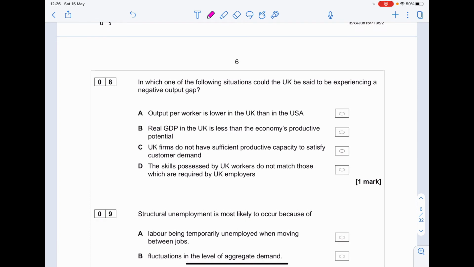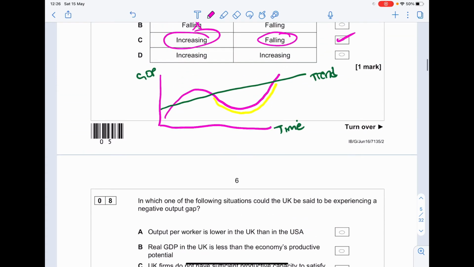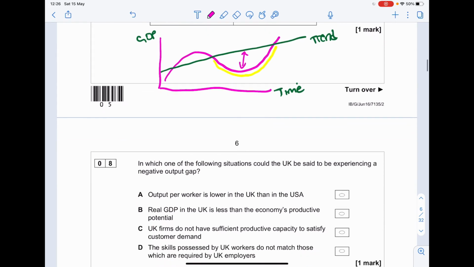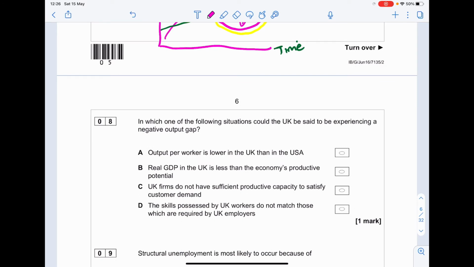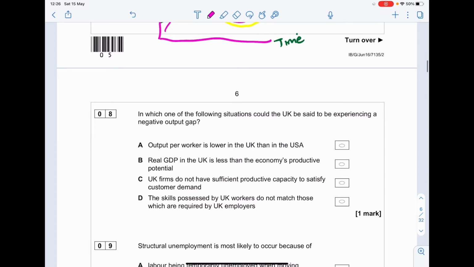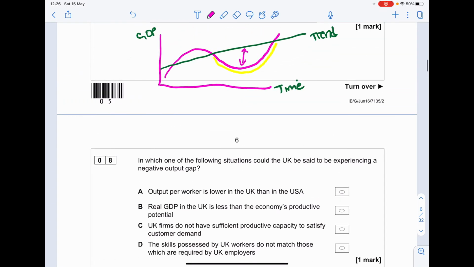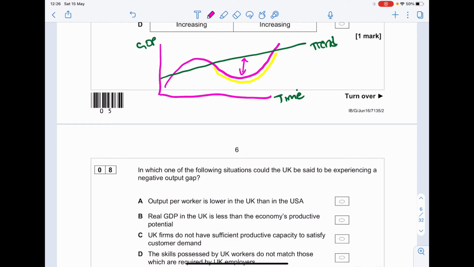Right, number 8. Which of the following could the UK be said to be experiencing with a negative output gap? So remind you of the diagram. Your negative output gap, that's your negative output gap. So if we look at the answers, output per worker is lower in the UK than the USA. Well, not necessarily, because the USA could also have a negative output gap. They could both have a negative output gap. Real GDP in the UK is less than the economy's productive potential. Okay, so the trend line is the productive potential as well. So that is going to be your correct answer.